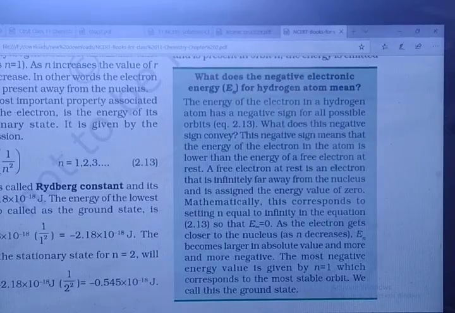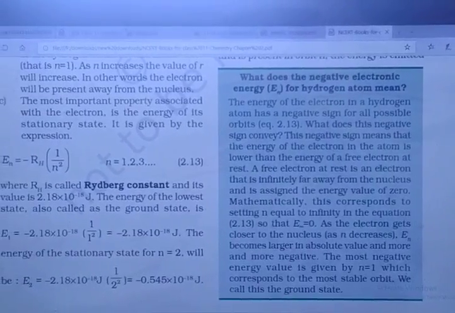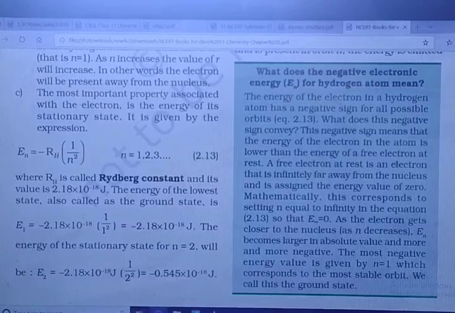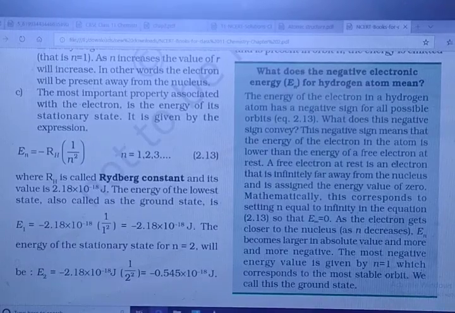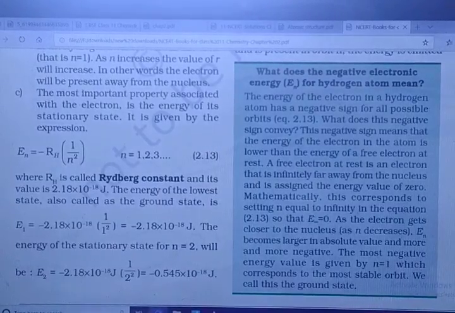First of all, try to understand what the concept wants to say. Why is the negative sign used in the hydrogen atom? Why does the negative sign convey? As we have seen, wherever the rest position should be, it is in a lower energy state as compared to that. Mathematically, since the free electron is assigned the energy value of 0, E infinity will also be 0, and as it comes closer to the nucleus, the absolute value becomes larger and larger, and it will be more negative.